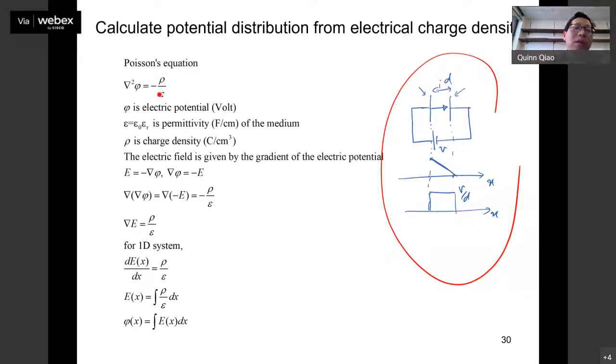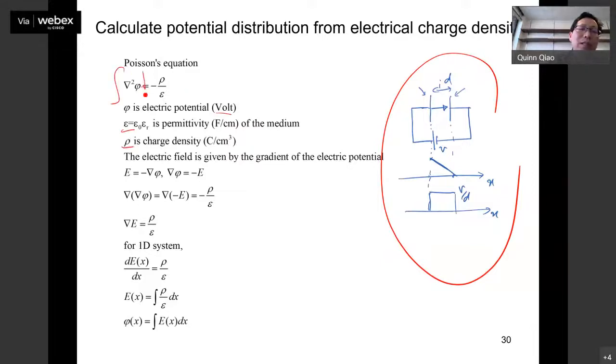That is equal to the charge density divided by the dielectric constant. That dielectric constant here is actually epsilon naught multiplied by epsilon r. That can also be called the permittivity of the medium. So you see here phi is the potential, this is the dielectric constant, and rho here is the charge density. That's it.